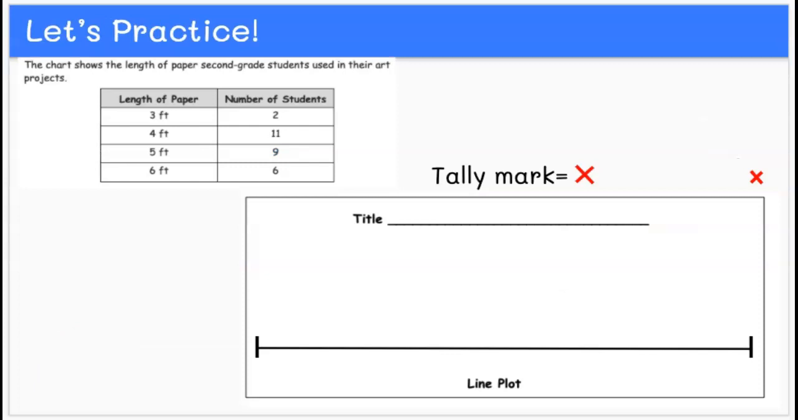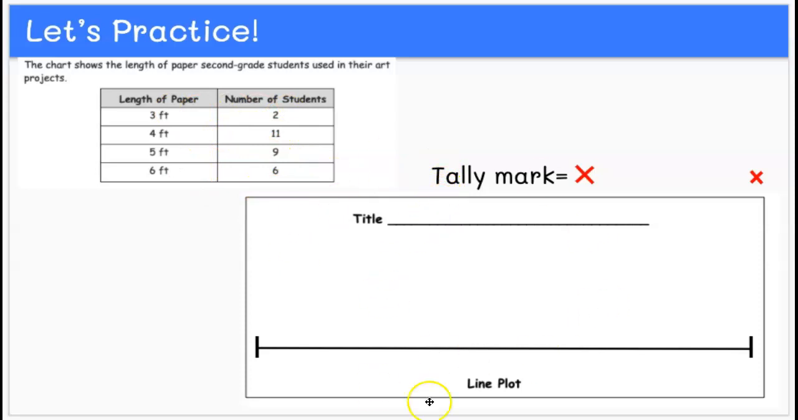Okay, so today we're going to make another line plot. Remember, they start with a data table. It says the chart shows the length of paper second grade students used in their art project. Some students used paper that was 3 feet, some used paper that was 4 feet, some used paper that was 5 feet, and some used paper that was 6 feet. And these are the number of students that used each length of paper.